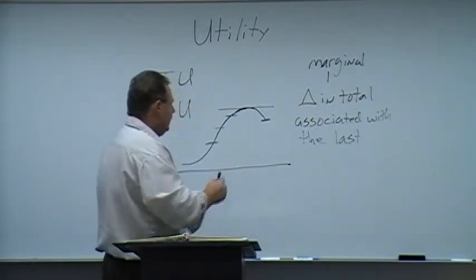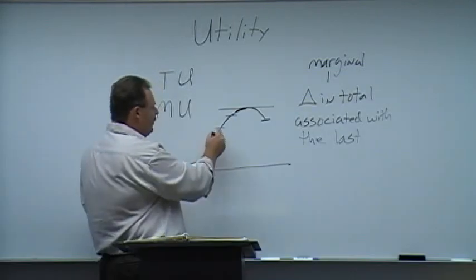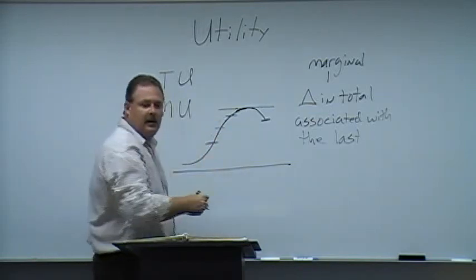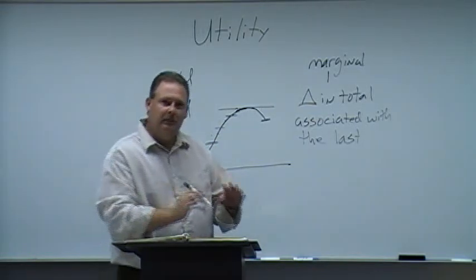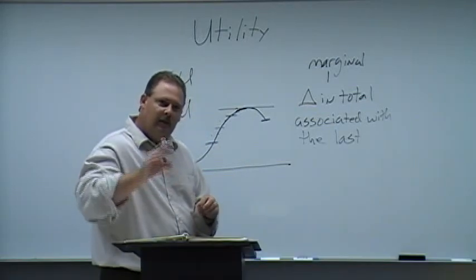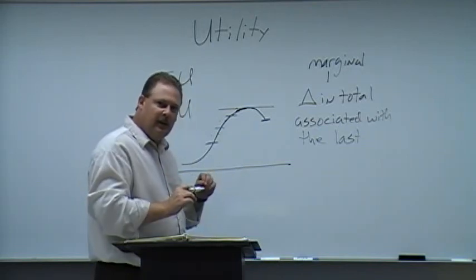But if we can look at this, marginal utility keeps falling. Total utility keeps rising, but in smaller increments. That's the idea of diminishing marginal utility. As we consume more and more, you get less satisfaction than you did from the previous consumption.